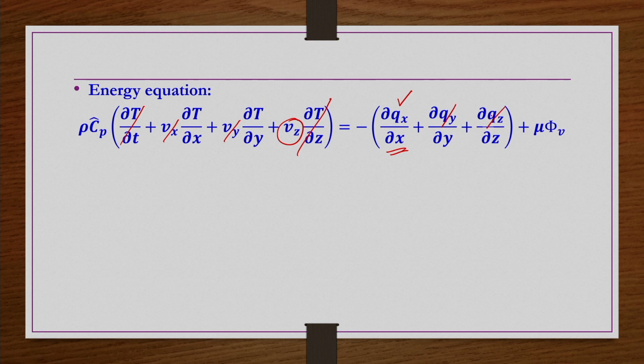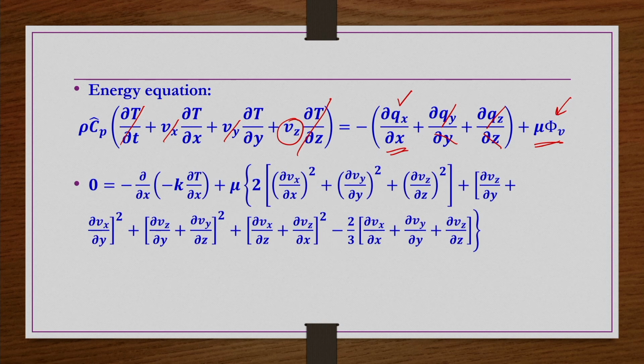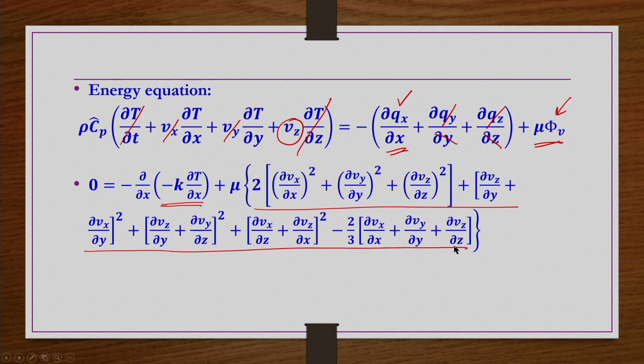So, this would be there. These two, Qy and Qz, are not existing and they are also not functions of z, and then the viscous dissipation term should be there. So, what we get? 0 is equal to minus dou by dou x of, in place of Qx we write minus k dou T by dou x, plus mu multiplied by, in place of phi v, the viscous dissipation term, this is what we have. Now here again we apply the constraints of the flow to further simplify this equation.